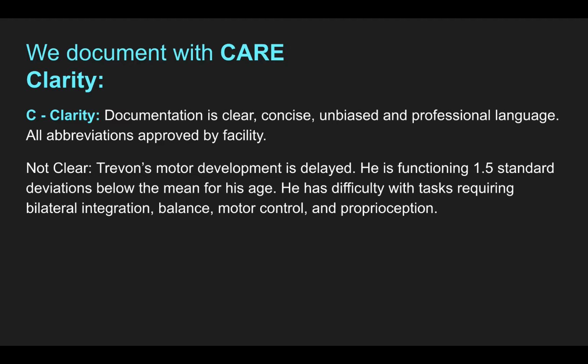This is a statement that is not clear, so this is not documented with clarity. Here's the example. Trevin's motor development is delayed. He is functioning at 1.5 standard deviations below the mean for his age. He has difficulty with tasks requiring bilateral integration, balance, motor control, and proprioception. I hope as you're reading this, you're saying, what the heck is she talking about? This is clearly not documented in a clear format.